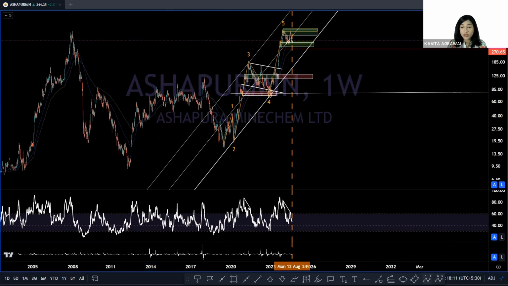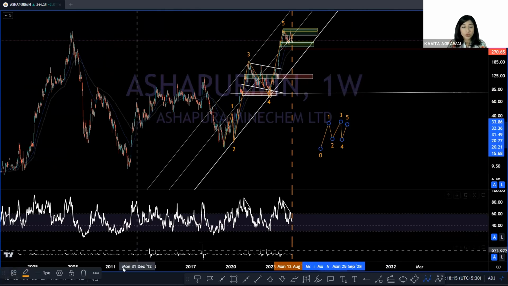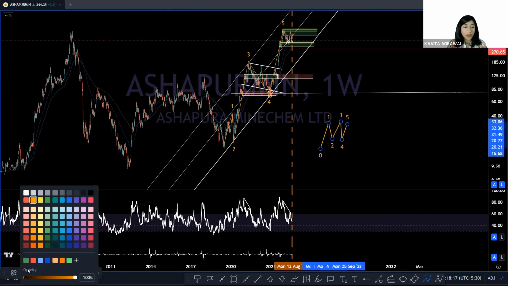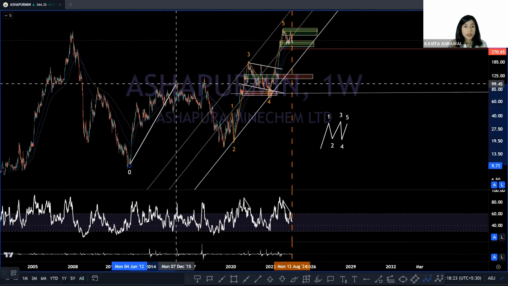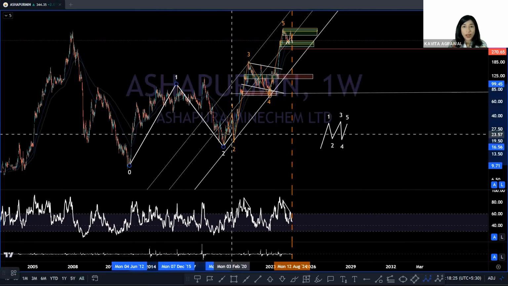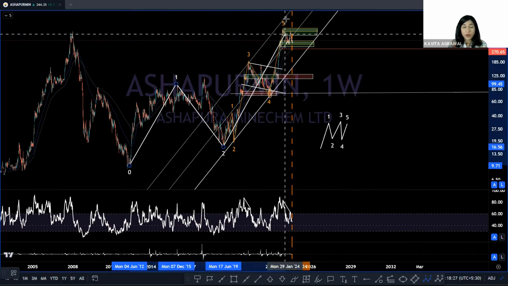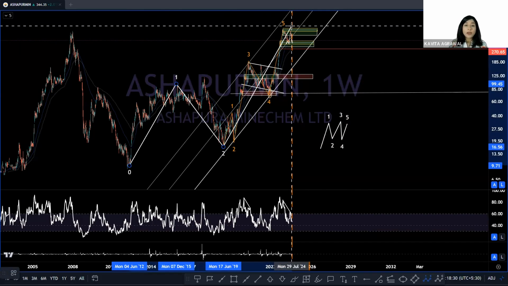So let's actually change the color of the Elliott tool. I want this thicker and I want this white. And now let's draw the tool. So this could be the wave 1. This could be a wave 2. And this, I believe, what is unfolding on the weekly time frame could be a wave 3.